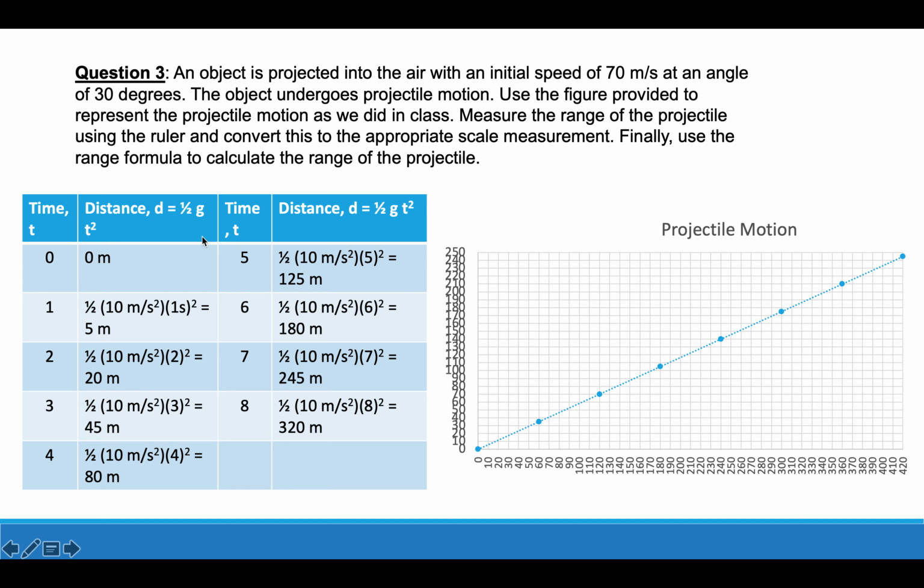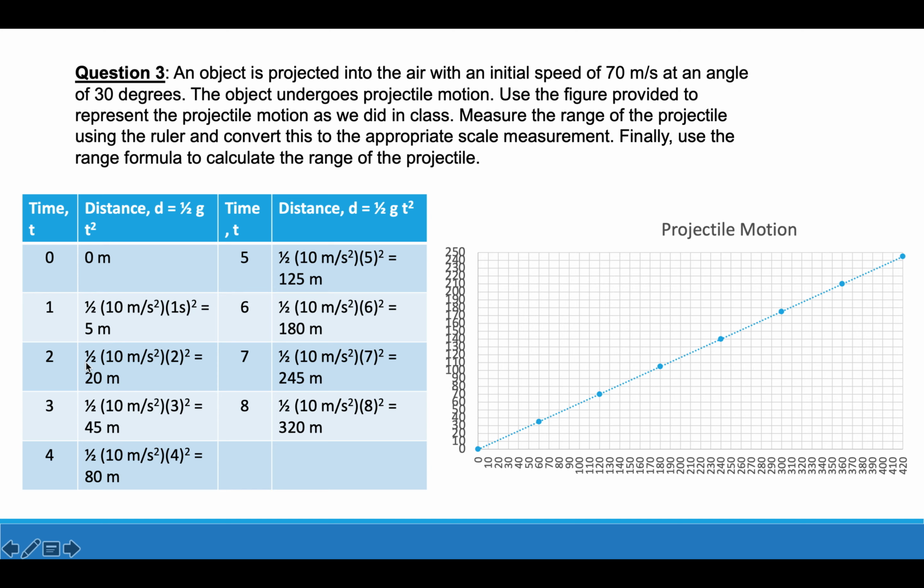We can use the formula, and my slide got messed up a little bit here, that the distance that an object falls every second is 1/2 gravity times the time squared. So for the first time of 0, the distance is 0. When we go to 1 second, the distance that the object falls is 1/2 gravity times time of 1 second. So 1/2 of 10 is 5. 5 times 1 squared is 5 meters.